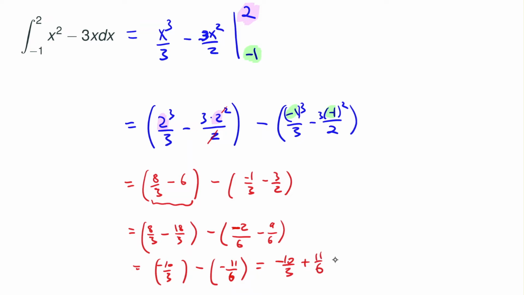Then we need to have a common denominator again. So we have negative 20 over 6 plus 11 over 6 gives us negative 9 over 6, which is negative 3 over 2. So this is our final answer, the definite integral of this.